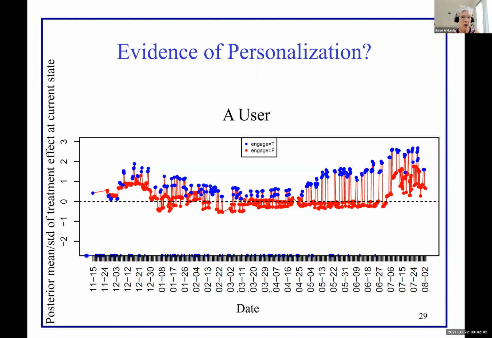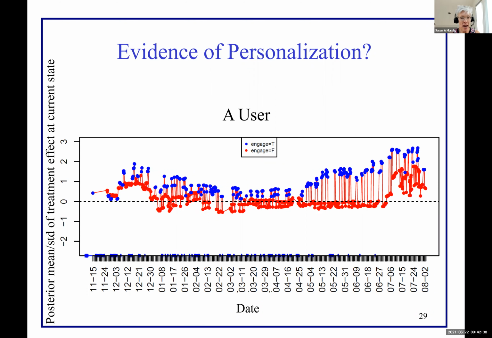Each dot is the posterior mean of the treatment effect in that individual's current state divided by the posterior standard deviation of the treatment effect in that individual's current state. And why am I looking at this ratio? Because this ratio translates directly into the randomization probabilities. The higher the ratio, the higher the probability the user is sent a suggestion. The lower the ratio, the lower the probability the individual is sent a suggestion.